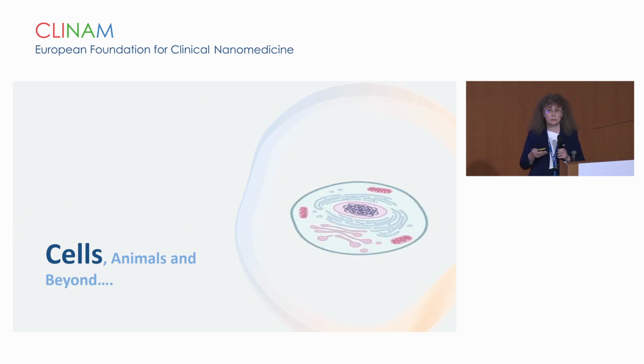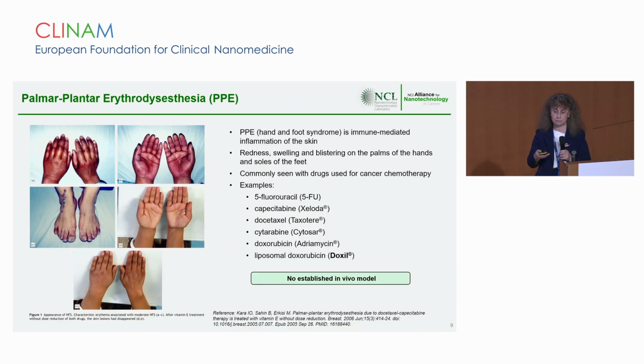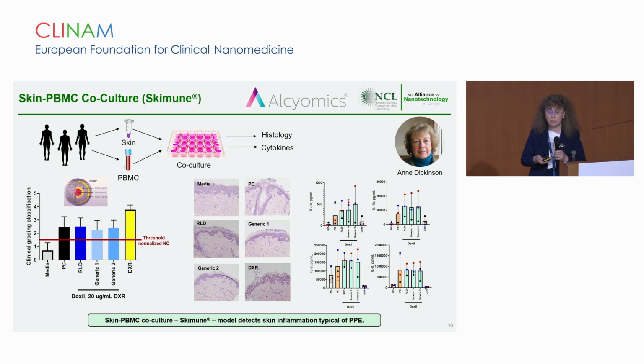Now let's look at the case studies to see how different models allow us to answer specific questions about nanoparticle immunotoxicity. When I talk about in vitro systems, I would like to talk about palmar-plantar erythrodysesthesia. It is an immune-mediated inflammatory disorder of the skin, which is commonly observed in chemotherapy. And here on the slide, you see the list of the drugs. Among them are doxorubicin and pegylated liposomal doxorubicin formulation, Doxil. The problem is animals do not develop PPE. So how do we study this toxicity? We collaborated with Ann Dickinson and used autologous skin PBMC co-culture, and we demonstrated both by skin histology and cytokine analysis that we can detect inflammatory damage to the skin in response to doxorubicin and Doxil, similar to how this occurs in vivo.